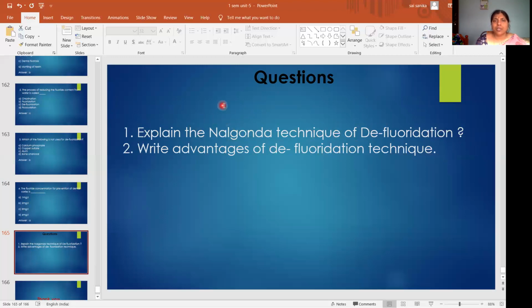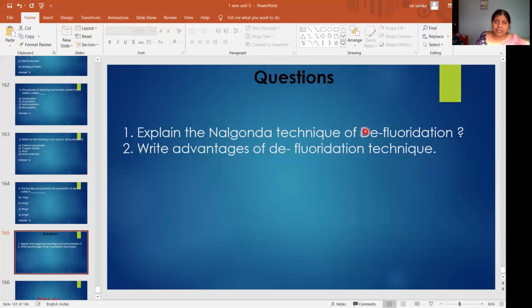So you remember those chemicals: lime, alum and bleaching powder. Then you have to mix it well, and all the fluoride content present in the water will coagulate, and after coagulation some flakes will be formed. Those will be removed through filtration, and the water will be free from fluorine. Like that you can write.